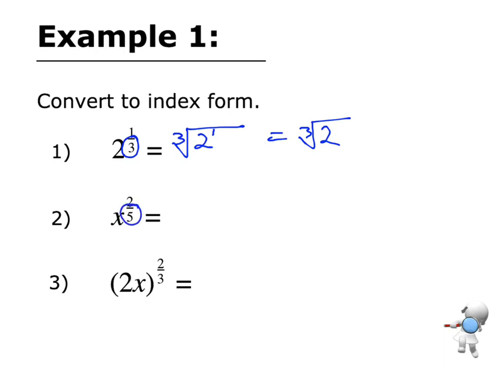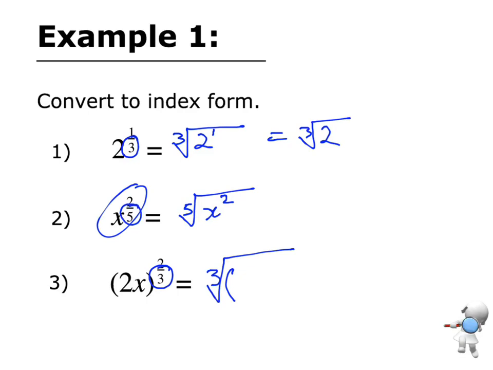The fraction power is divided by 5. So that tells me I want the 5th root. The rest of the number is x to the power of 2. And the third one here, where the power is a fraction divided by 3, so that's the cubed root. Then I need to write the rest of that, and I'm going to keep the brackets, 2x to the power of 2.